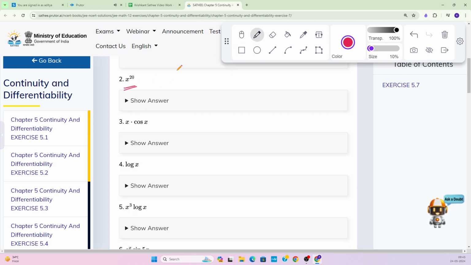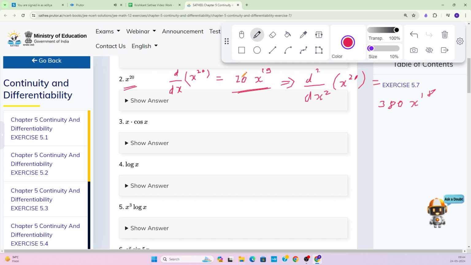Now derivate this. The derivative for the first time of x power 20 will be 20, then reduce one power, it will be 19. Now the derivative for the second time, d2 by dx square. Clear? Derivating this one more time, you will get 19 multiplied by 20, and 19 times 2 gives you 38, 38 times 10 will give you 380.